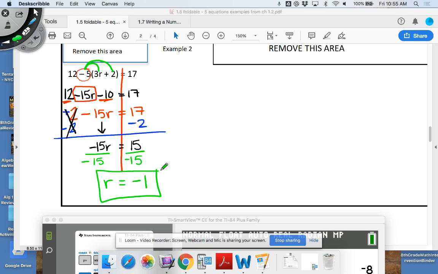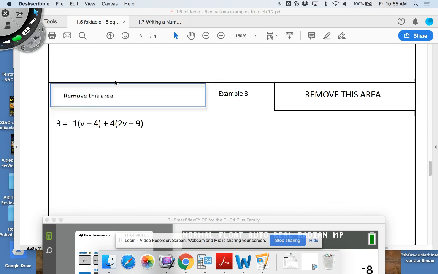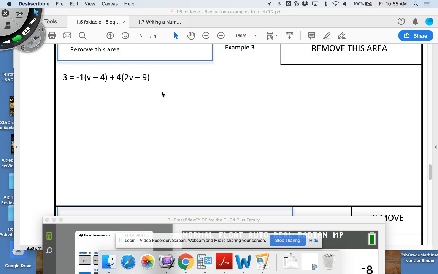So this is Algebra 1 style, okay? But then you're going to get to example 3 and you're going to see how Algebra 1 gets a little bit more tricky. It's the exact same thing we just did, but a little bit more of it, okay? So first thing we do is draw our line down the equal sign.